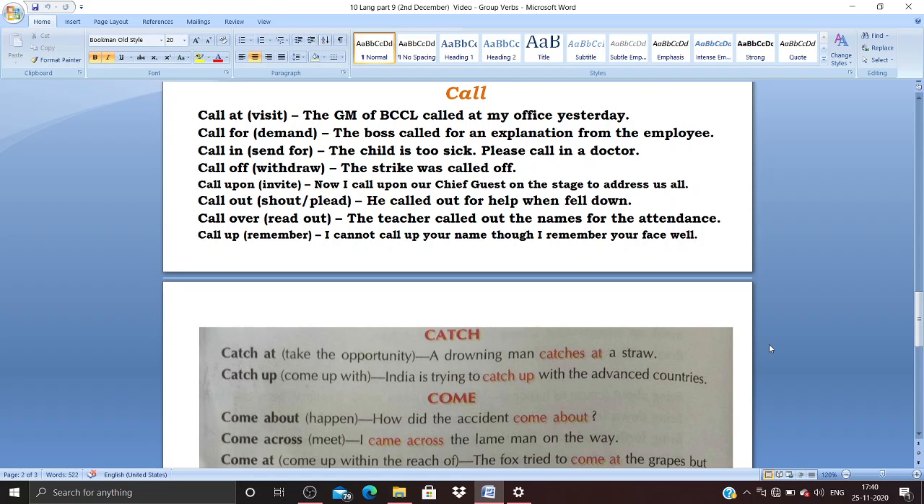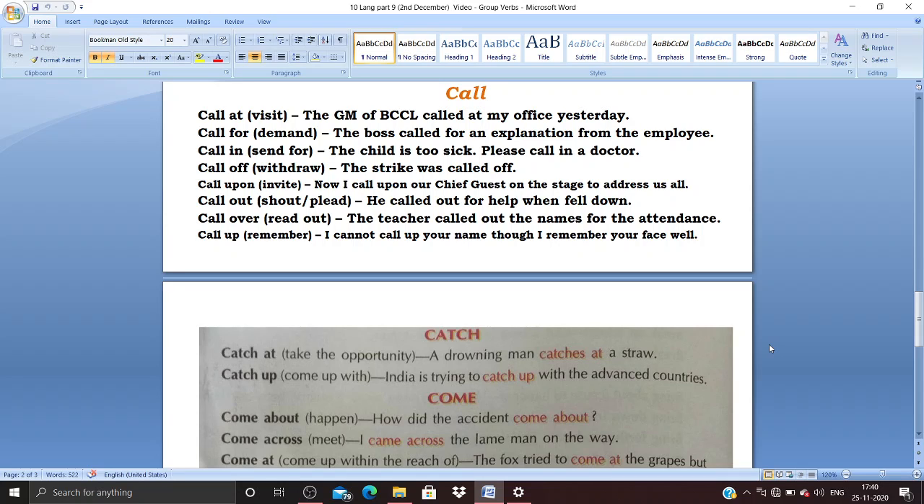Fill in the blank with the appropriate word. So there you have to use after call which particular preposition will make the meaning visit, that you have to find out. Called at. Call for, demand. The boss called for an explanation from the employee. Maybe the employee was late, or he behaved very strangely, or he was quarreling, but he was negligent in his work. So he was called for, means he was demanded to give an explanation.